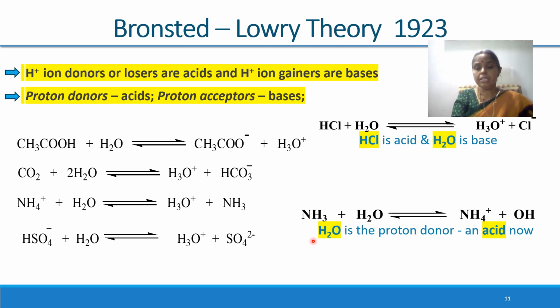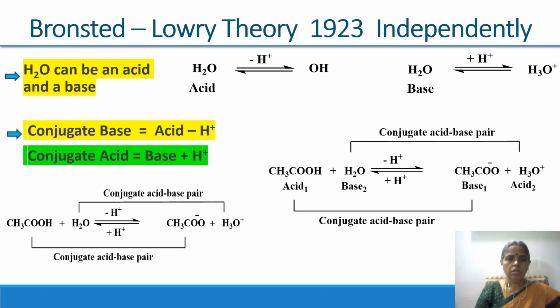So, water in the presence of a strong acid will act as a base, and in the presence of a strong base, H2O will also act as the acid. So, H2O can behave both as an acid and a base. You can see here H2O is losing a proton to form OH minus, and in this example H2O is gaining a proton to form H3O plus. So, H2O exhibits the dual behavior of an acid as well as a base.